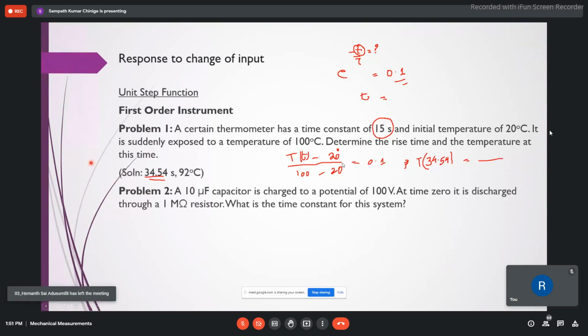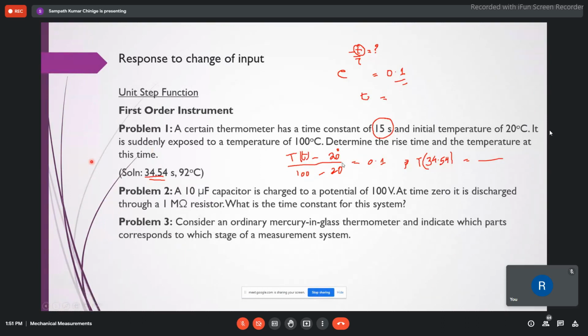Are you getting the same answer? Yes, sir. You are getting the same answer, right? So that's how you are finding it out. Similarly, if they are asking you anything in these parameters, you should be able to answer. I hope you understood that.